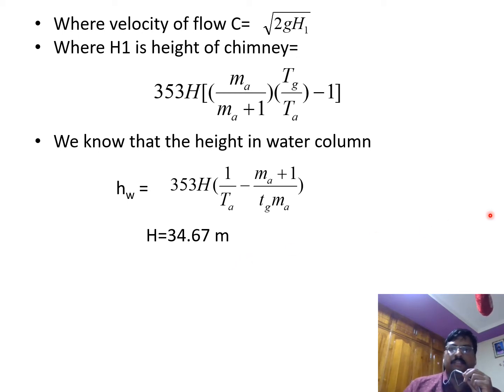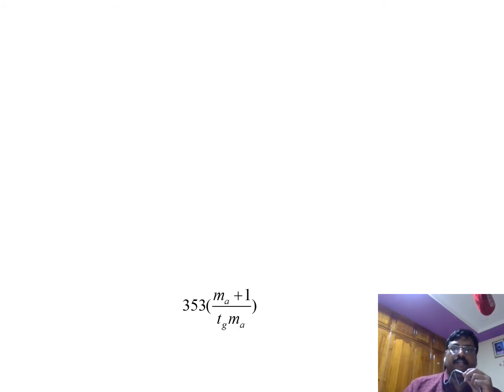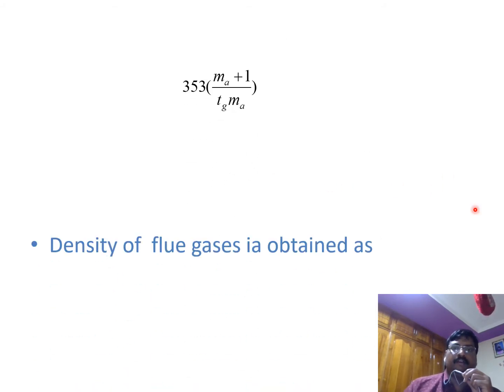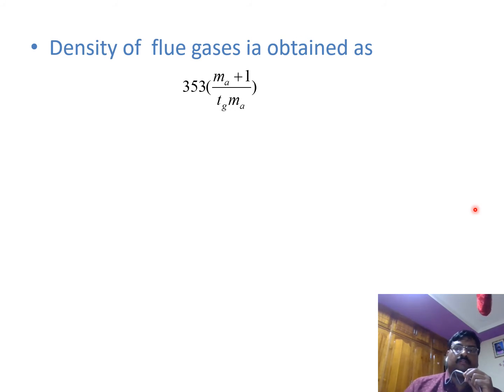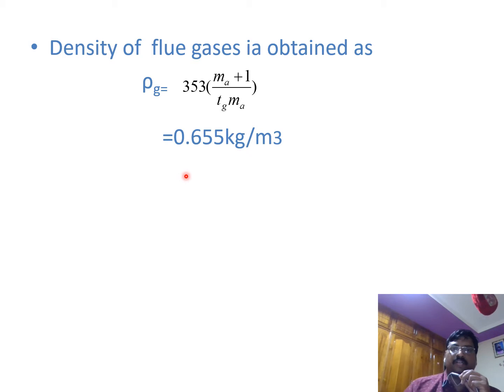Now substituting the value of H, the density of flue gases is obtained. So the density of flue gases, rho g, we have solved as 353 into ma plus 1 by ma into 1 by Tg. By substituting the values, we have obtained the density of hot flue gases as 0.655 kg per meter cube.